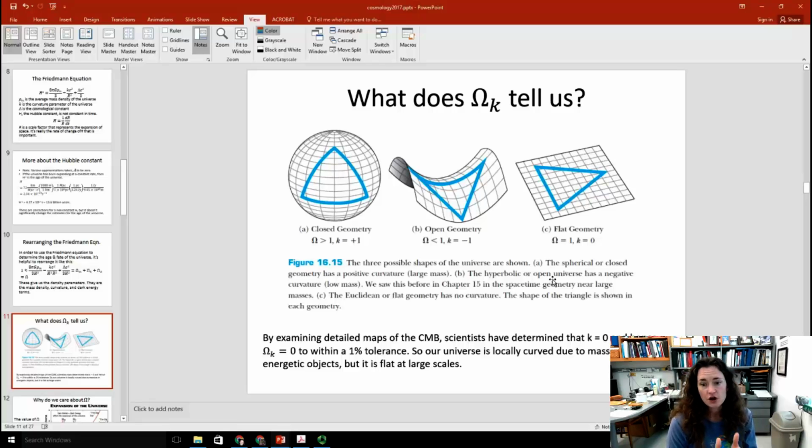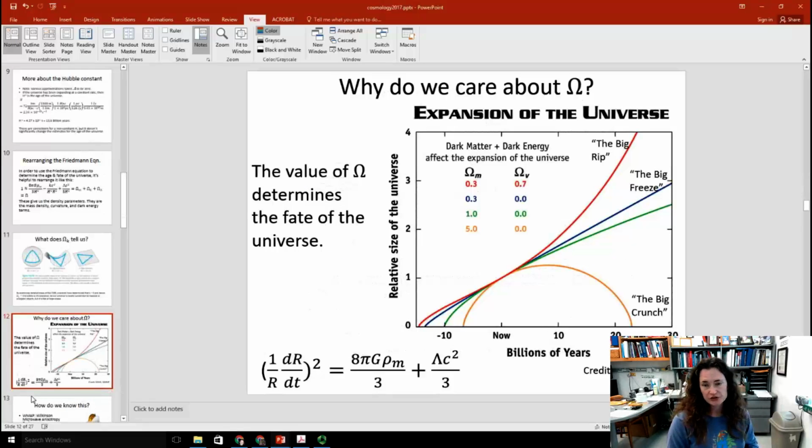So what that means is our universe is locally curved due to massive or energetic objects like stars or black holes. But if you look at it as a whole, it's flat at large scale. So we live in a flat universe according to this value of omega sub K. That leaves two terms in that Friedmann equation: the density from the mass and the density from the dark energy, okay? The total omega that we get from these two sums is very, very important because it determines nothing less than the fate of the universe.